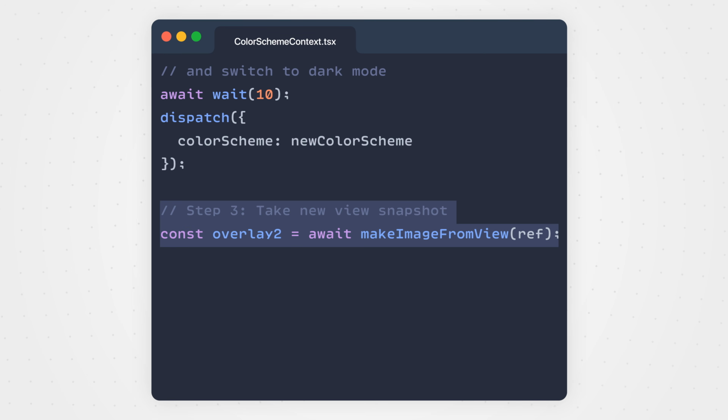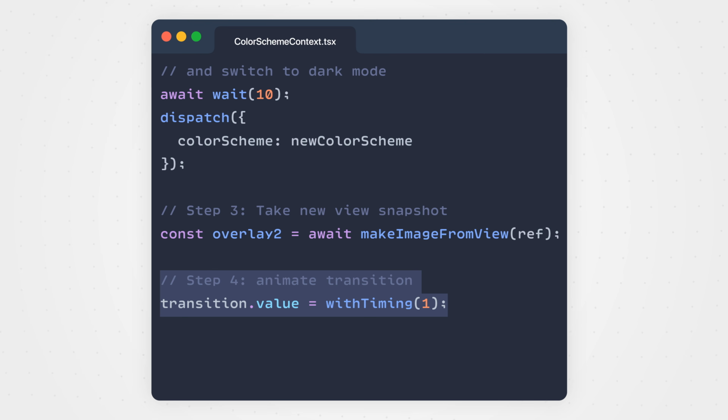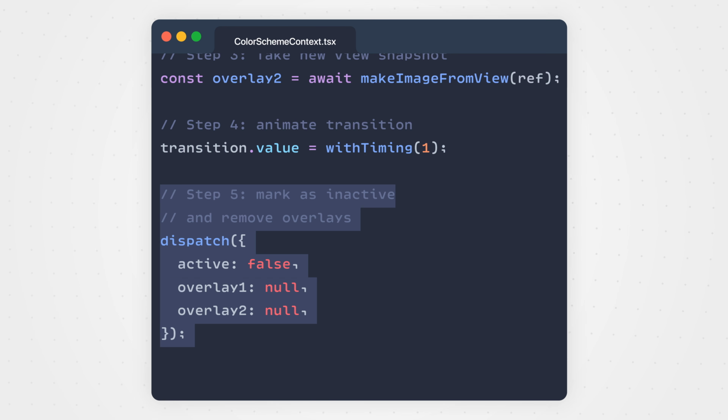Step 3, we take the snapshot of the dark mode. Step 4, we transition between the two overlays. And step 5, once we are done, we can mark the transition as inactive and remove all the overlays. But what do you guys think? Can it be done in React Native?